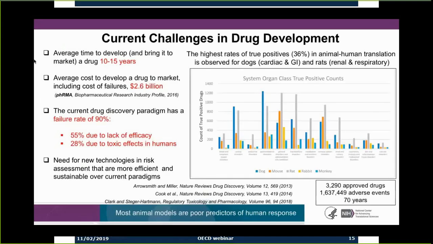So a number of studies have shown that the current paradigm that we're using, in terms of both 2D cell culture systems as well as in vivo animal models, is not predictive. A more recent study shows that the highest predictive rates, or true positives, can occur in dogs, primarily in cardiac and GI conditions, and rats are also predictive only primarily for renal and respiratory conditions. And this is looking at a study of 3,290 approved drugs with over 1.6 million adverse events over the course of 70 years.